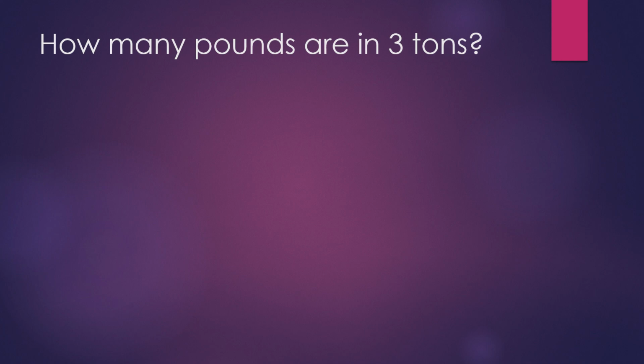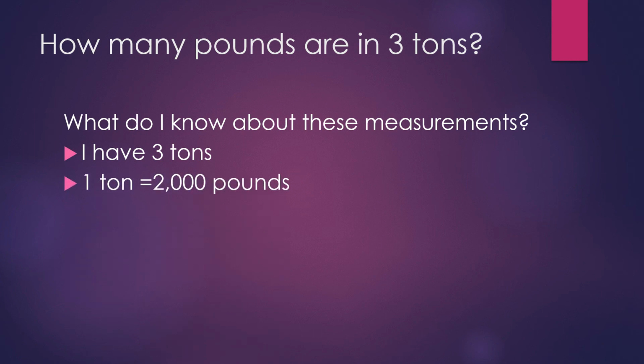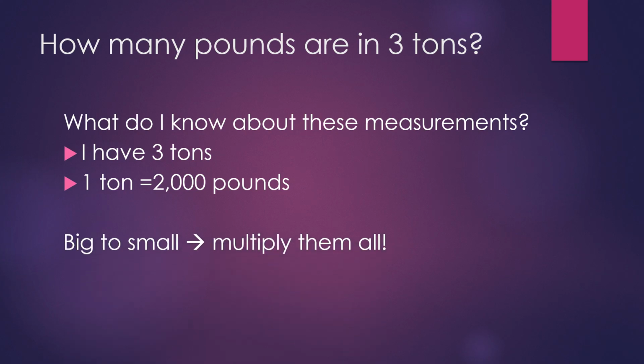In our first example, we're going to find out how many pounds are in 3 tons. So, just like yesterday, you have to ask yourself, what do I know about these measurements? The first thing that you know is that you have 3 tons. And the second thing that you know is that 1 ton equals 2,000 pounds. If I'm going from tons to pounds, I'm going big to small, so I multiply them all. To figure out how many pounds I have, I'm going to multiply 2,000 times 3, and I find that 3 tons is the same weight as 6,000 pounds.